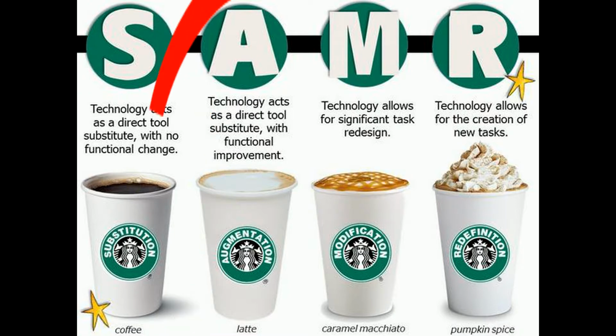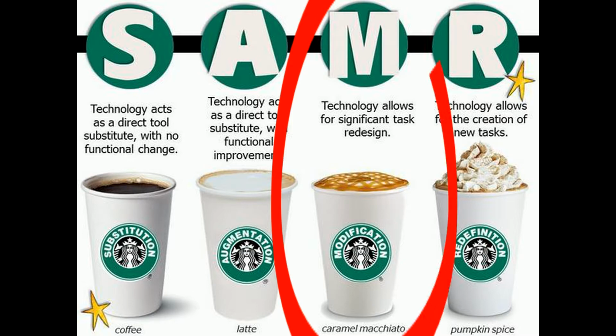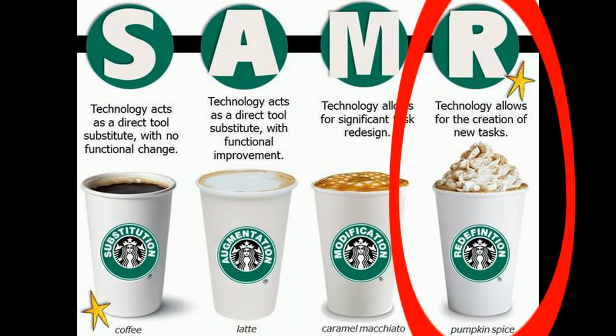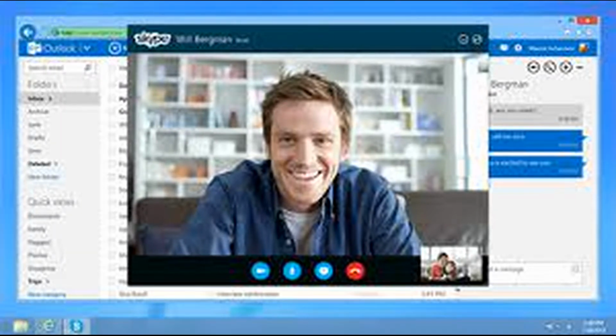The A stands for augmentation, and it basically means that the substituted form of technology you're using has something that improves the project. The M stands for modification, and it means that the task is somehow actually being redesigned because of the technology. The R stands for redefinition, and it basically means that the task at hand is actually one that couldn't be done without technology, kind of like interviewing someone over Skype who's in a different country for a project, something you couldn't do without technology.